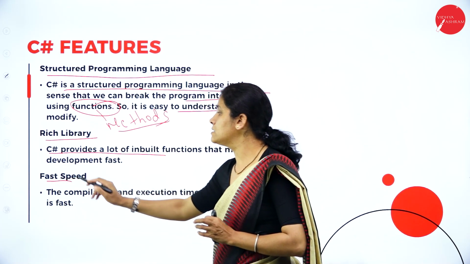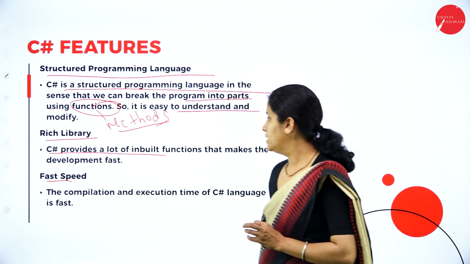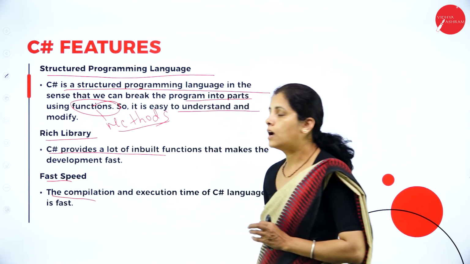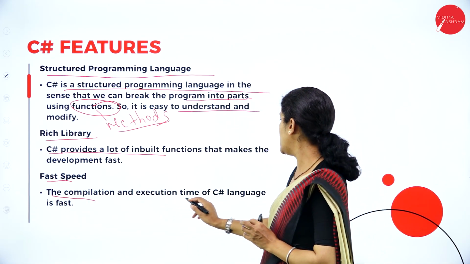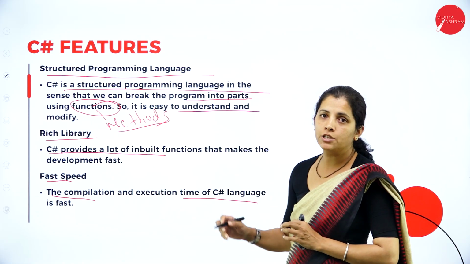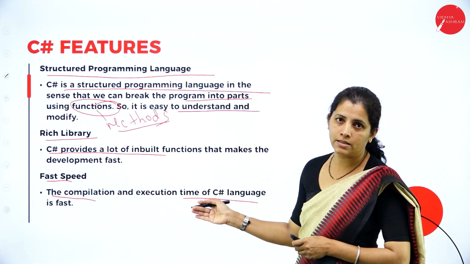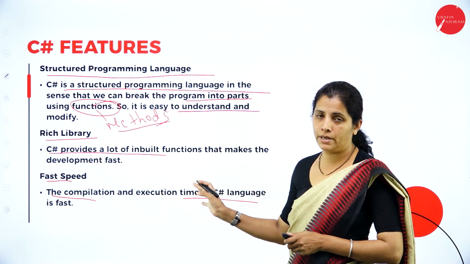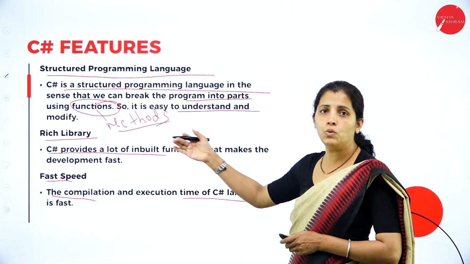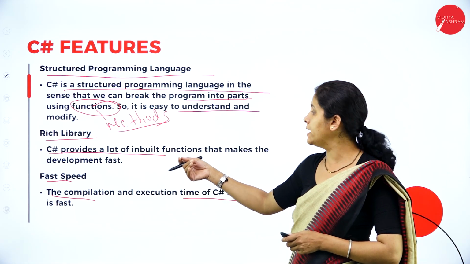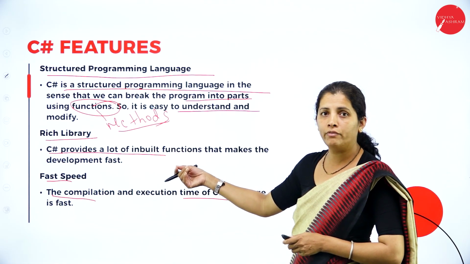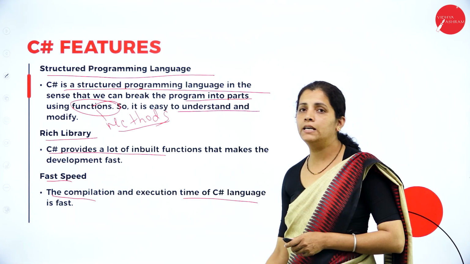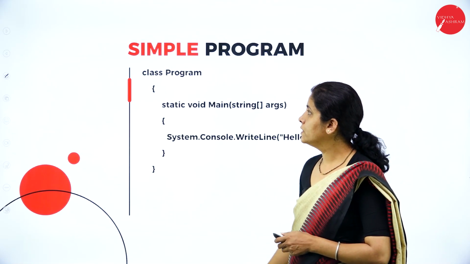And it is fast speed. The compilation and execution time of C# programming is fast because we have only a compiler. We don't have an interpreter. So we are using only a compiler, and it is going to take a little amount of time. So compilation speed is very high. So these are some of the features.